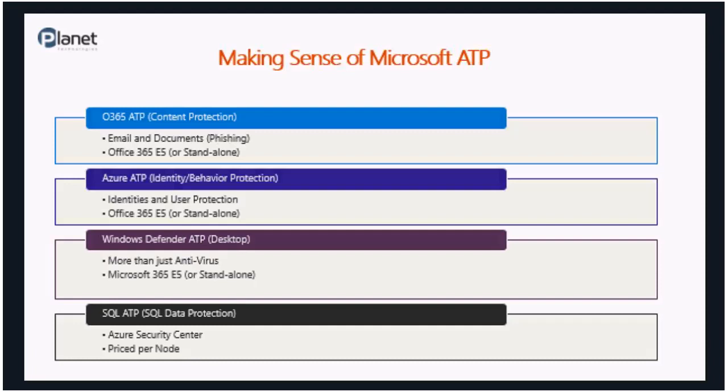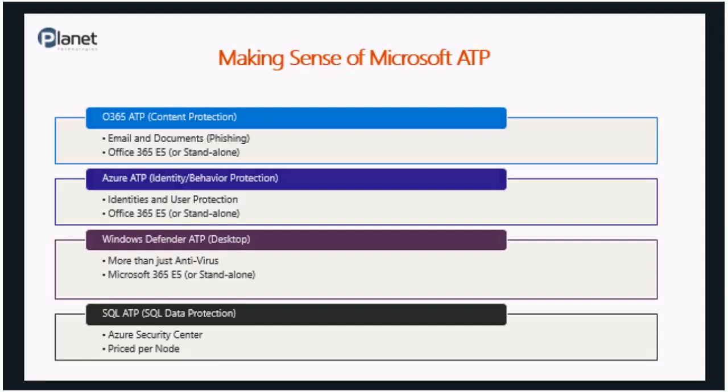The third one is Windows Defender ATP, right? I can make all kinds of bullet points on this, but the big thing is this is not your antivirus software for desktop, right? This is significantly more than that. We're going to talk about it. That's available with Microsoft 365 E5, right? So the big package, and of course available also standalone.